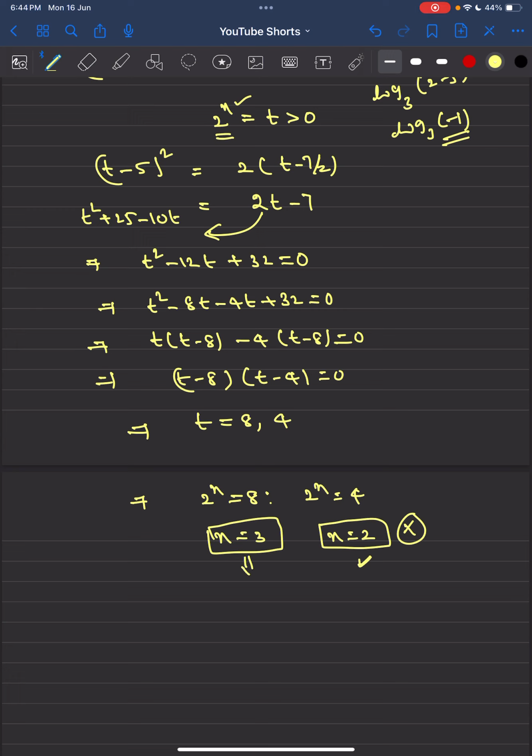Only acceptable value is what? x is equal to 3. Therefore the answer is only x is equal to 3. This is the solution.